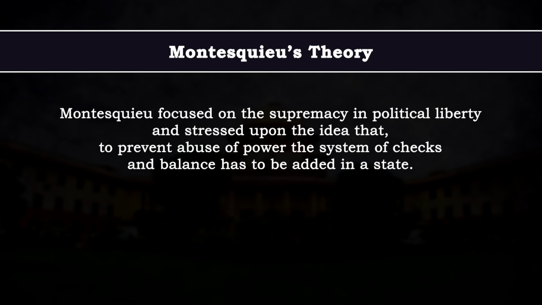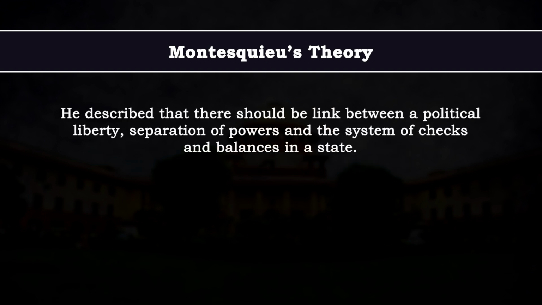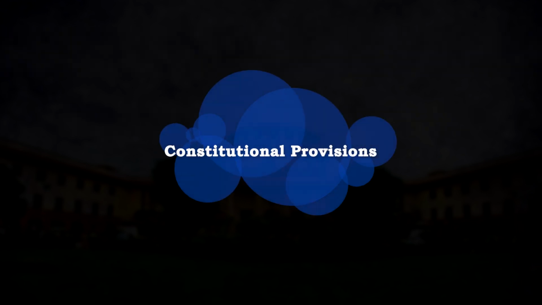Montesquieu focused on the supremacy of political liberty and stressed the idea that to prevent abuse of power, the system of checks and balances has to be added in the state. He described that there should be a link between political liberty, separation of powers and the system of checks and balances in a particular state. Now, let us come over to the constitutional provisions.